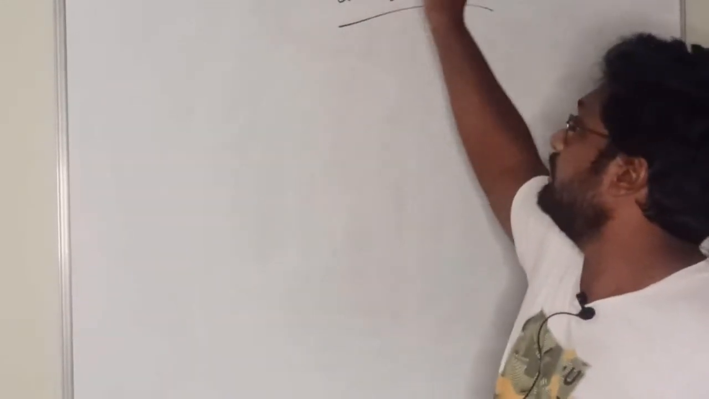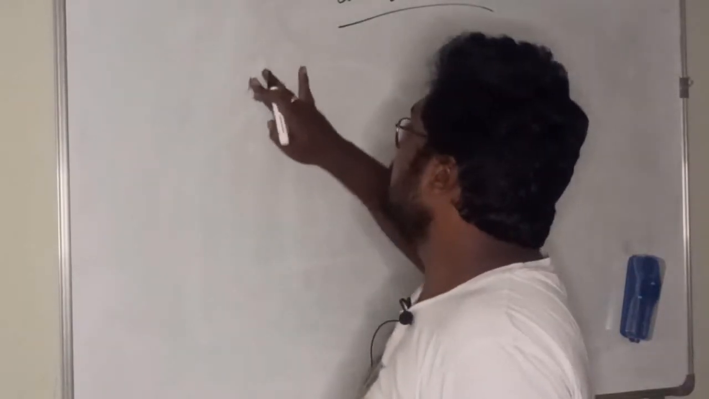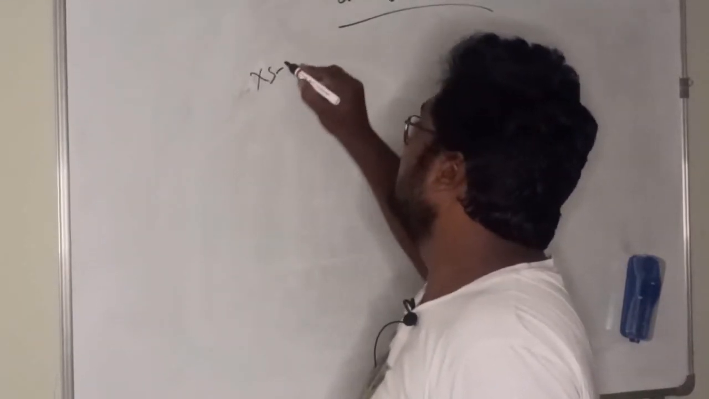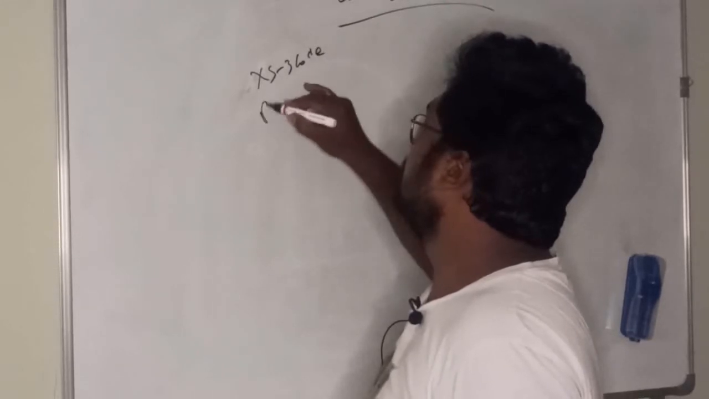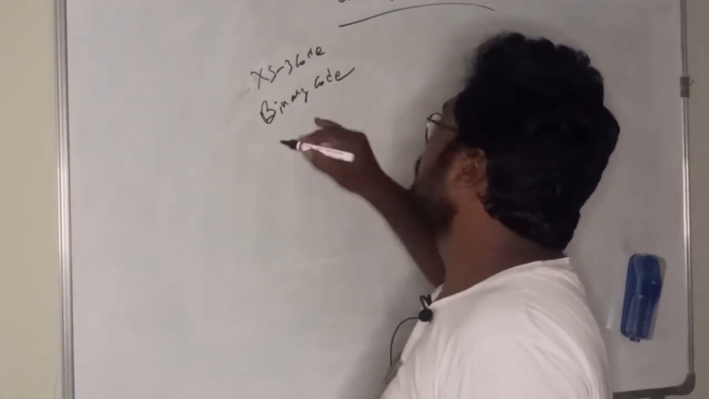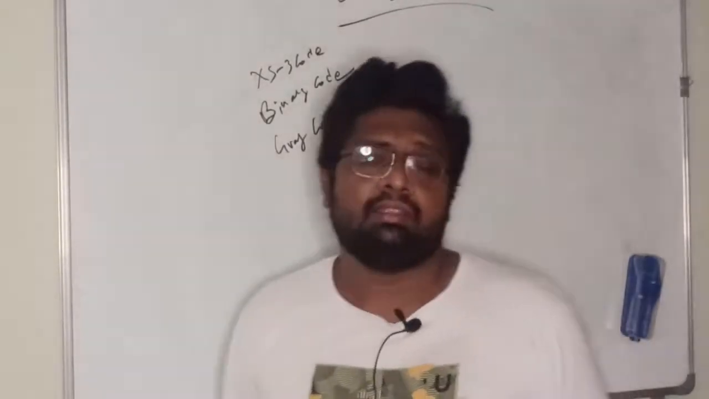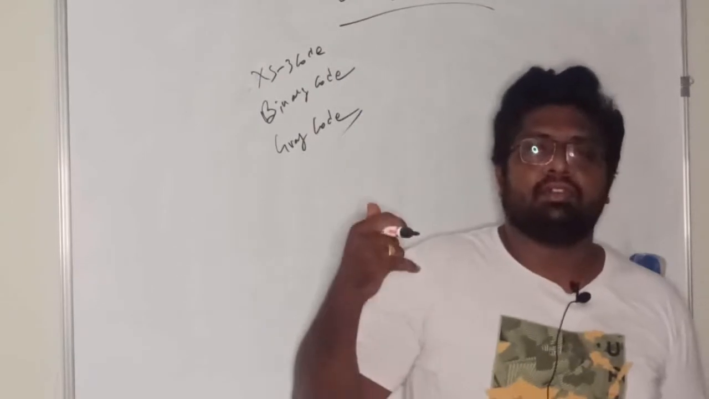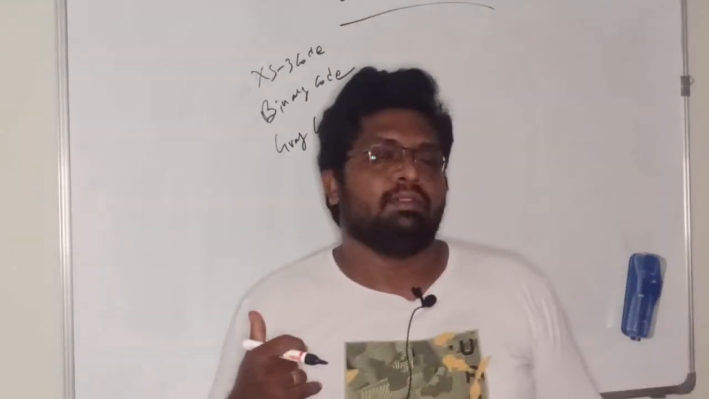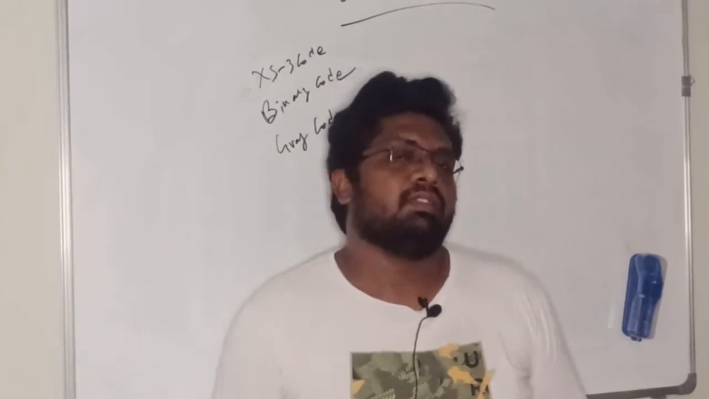So we are already familiar with the codes, right? We have seen different types of codes: 4-bit BCD, we have seen XS3 code, binary code, gray code, etc. Right? We have discussed all these topics in our code session. So what is a code converter?